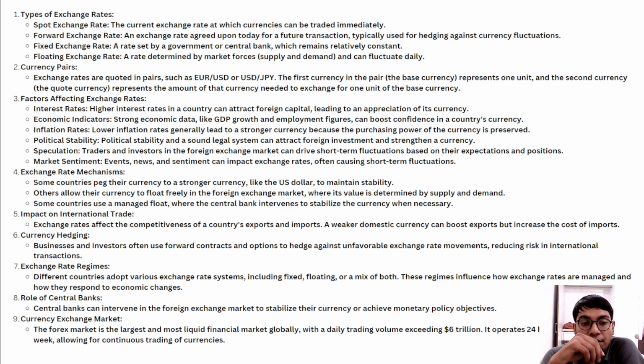Impact on international trade: exchange rates affect the competitiveness of a country's exports and imports. A weaker domestic currency can boost exports but increase the cost of imports. Currency hedging: businesses and investors often use forward contracts and options to hedge against unfavorable exchange rate movements, reducing risk in international transactions. Exchange rate regimes: different countries adopt various exchange rate systems, including fixed, floating, and a mix of both.